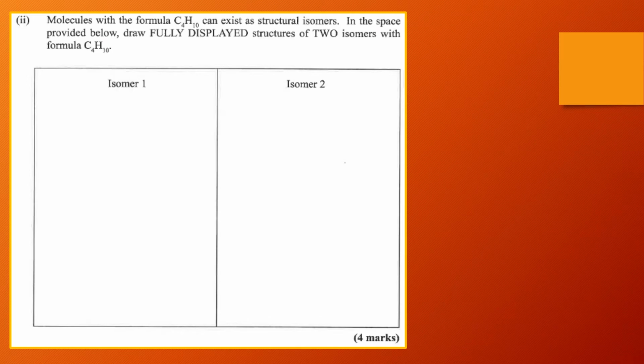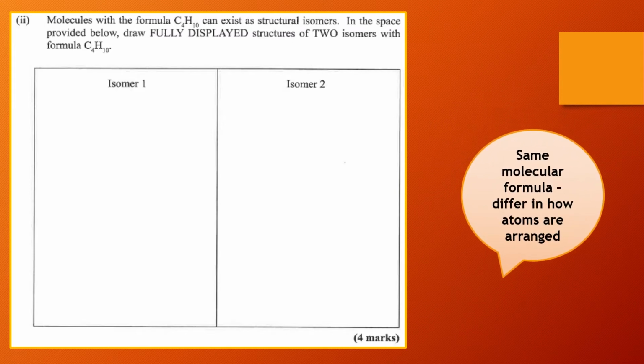Let's look at the second part of the question. We're given a particular molecule with the formula C4H10, and we're told that it can exist as structural isomers. And so we may remember that structural isomers have the same molecular formula, so they'll have the same C4H10 formula, but how they are arranged would be different. And in this question, we're asked to particularly draw the fully displayed structure, right? So it must be fully displayed, showing all the bonds and how they are connected.